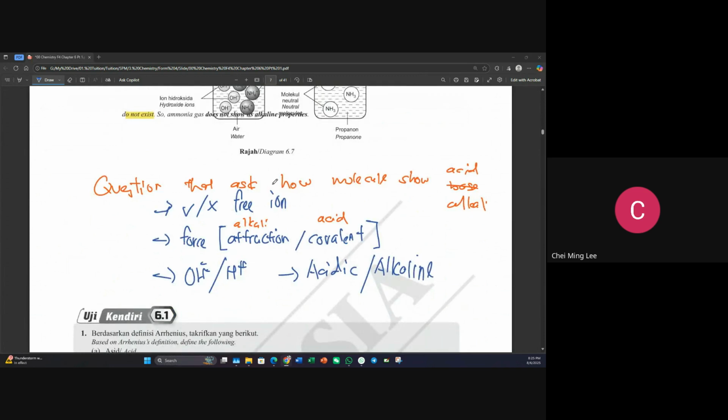Normally the questions will ask you how the molecule shows acidity or alkalinity. You need to mention whether there are any free ions. The attraction in alkali, or the covalent bonds in acid, must break up into hydroxide ions or hydrogen ions, which give the acidic or alkaline property. This is how we answer, the structure of the answer.